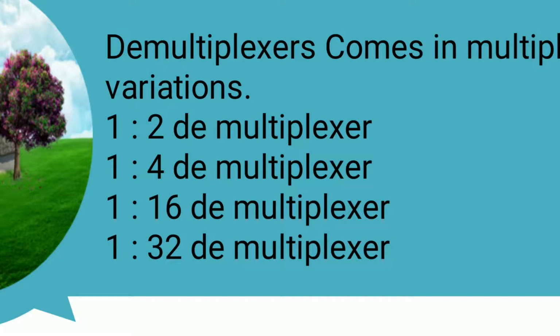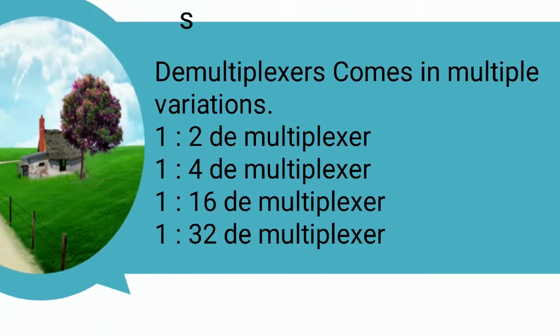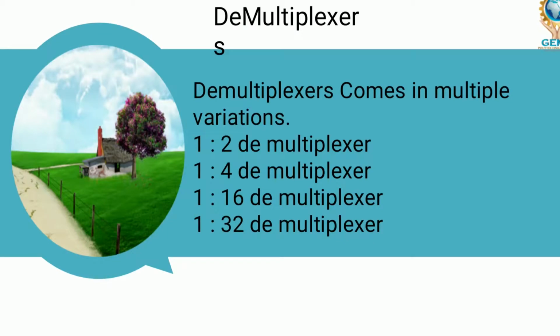At the same time, it will give 4. A 1:4 demultiplexer will give 4 outputs. A 1:16 demultiplexer will give 16 outputs. A 1:32 demultiplexer will give 32 outputs. Okay, so it is quite simple, the opposite. So this is about the demultiplexer. A demultiplexer will take one input and give multiple outputs.